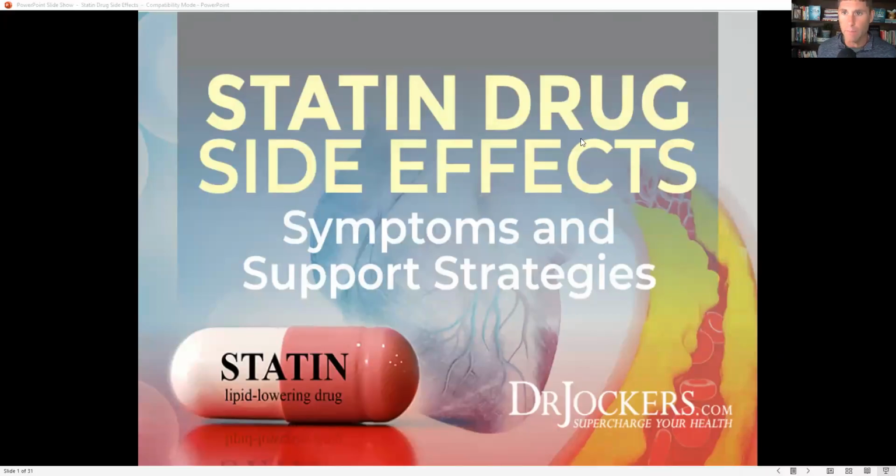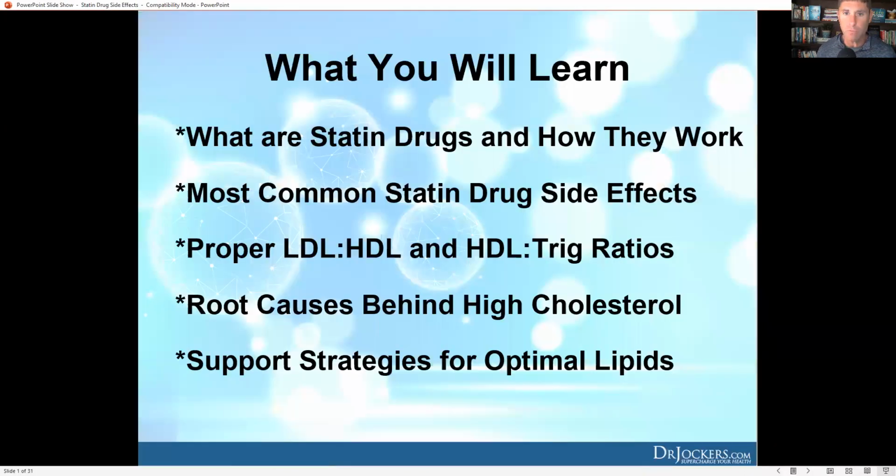Well, today we're talking about statin drug side effects, the major symptoms and support strategies. Most likely you've heard about statin drugs. They are cholesterol lowering medications. What you're going to learn in this presentation is how they work. You're going to learn about the most common statin drug side effects.